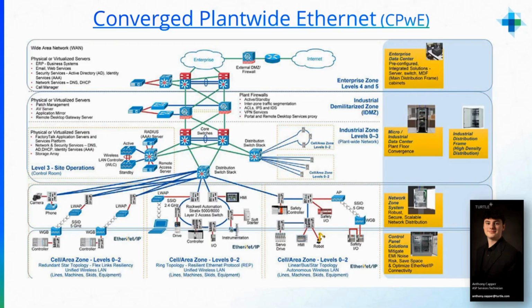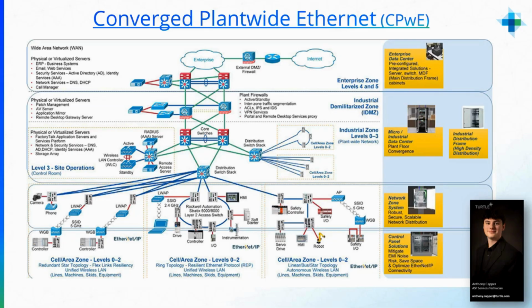So after completing an industrial assessment and gaining visibility into the assets and infrastructure within the plant, the next step is organizing that environment into a structured and scalable architecture. This is where Converged Plant-Wide Ethernet, CPWE, comes in, providing a proven framework and reference architecture. So now let's talk about what we have on screen.